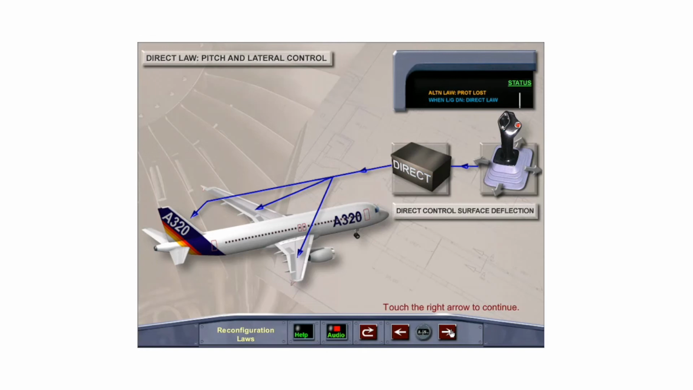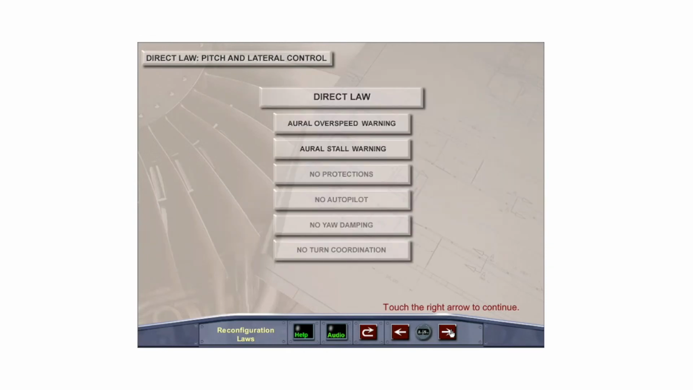Direct law in flight is extremely rare and usually momentary until the crew isolates the associated failed systems. In direct law, both pitch and lateral control is a direct side stick to control surface relationship. There are no protections in direct law. However, oral overspeed and stall warnings are still available. The autopilot, yaw damping, and turn coordination are not available, therefore yaw must be controlled with rudder pedal input.